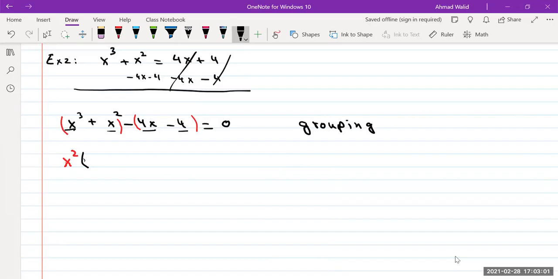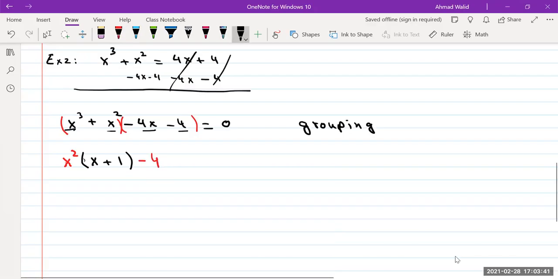Then x cubed divided by x squared gives you x, plus x squared divided by x squared gives you 1. What is the GCF? Let me change my parentheses here because I want to put it outside. What is the GCF? Here I have 4x. What is the GCF between negative 4x and negative 4? What is common between them? The common is negative 4.